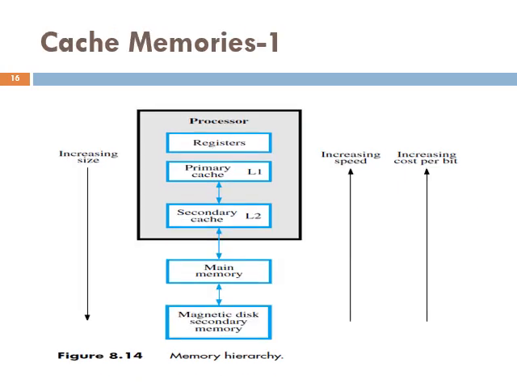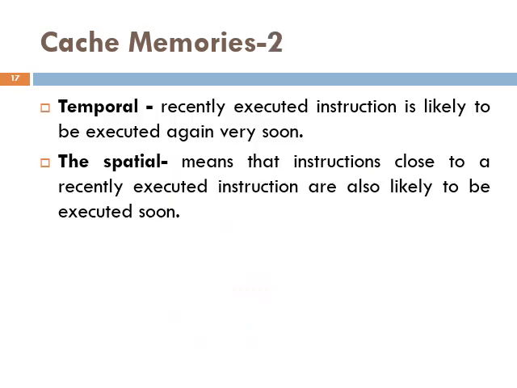Now let us discuss the cache memory. The cache is a small and very fast memory interposed between the processor and the main memory. Its purpose is to make the main memory appear to the processor to be much faster than it actually is. The effectiveness of this approach is based on a property of computer programs called locality of reference.